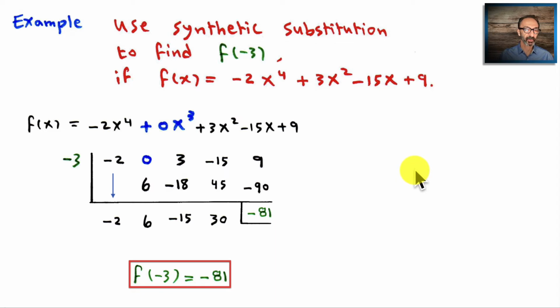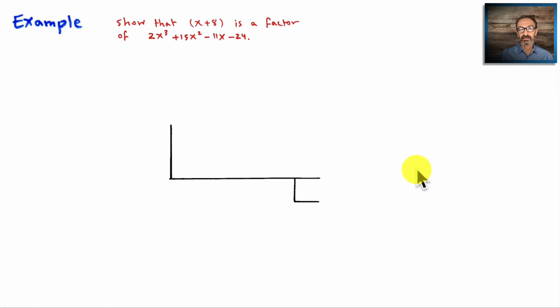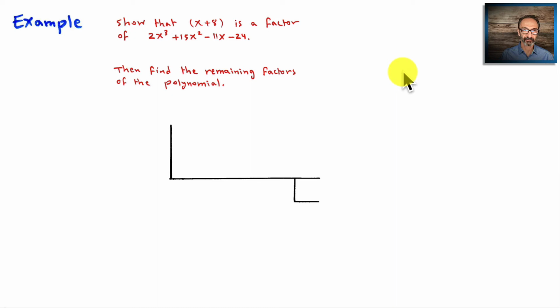Let's practice more. Another example. Show that x plus 8 is a factor of the following. I'm not reading it to save you some time. Then find the remaining factors of the polynomial. We need to identify what goes outside, which is a. And let's see how we could find a.